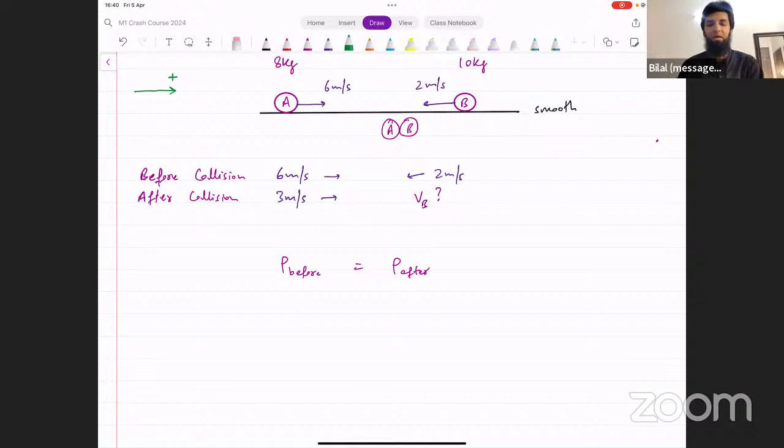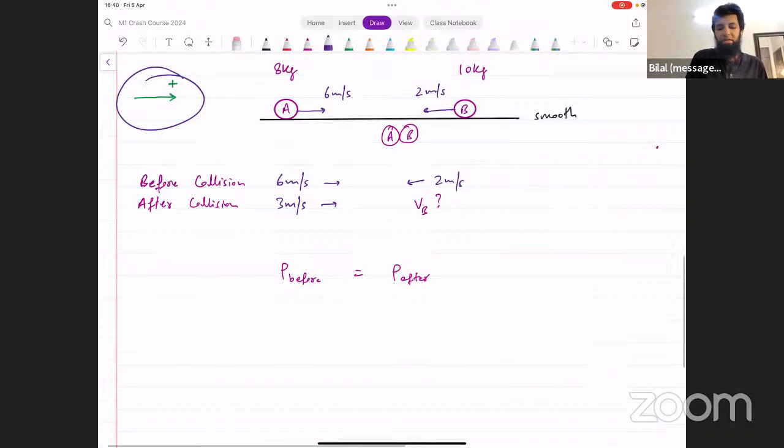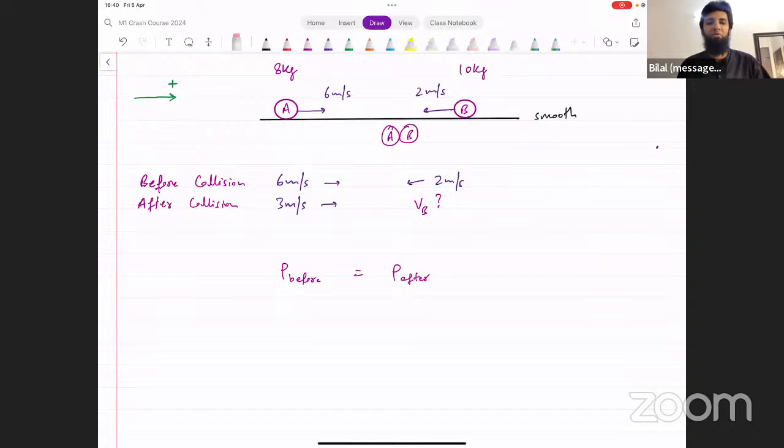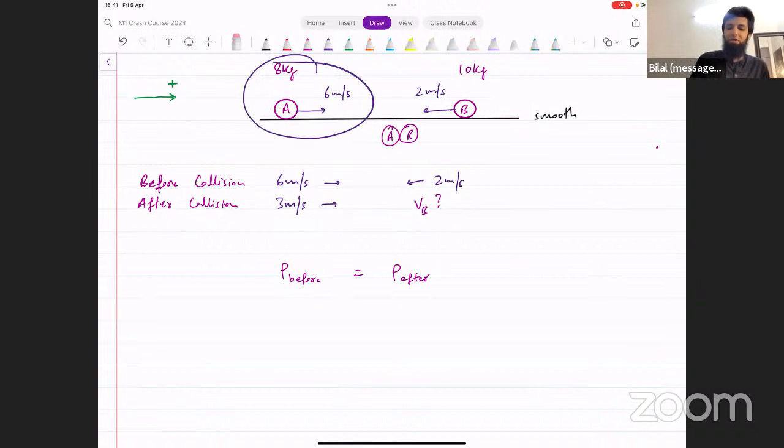Now, here it's important. Remember, in kinematics, if you had multiple objects, you could take different directions as positive. Here, you are not going to take different directions as positive for different objects. The same direction will remain positive. I'll explain that in a bit more detail in a few minutes. Let's consider the right side positive for both objects, object A and object B.